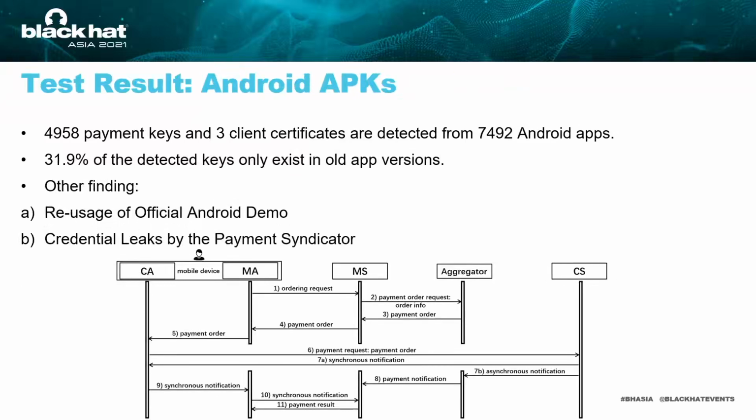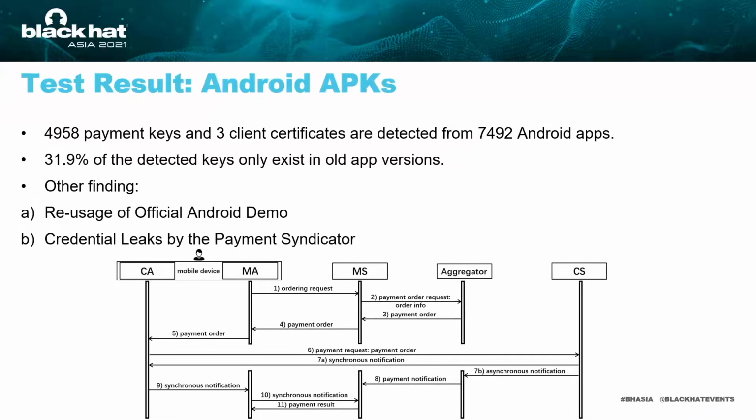In the case of Android APKs, around 5,000 payment keys are detected from over 7,000 APKs. Besides, 3 apps embed the client certificates in cashier 2, while these merchant apps use these certificates to request the cashier server for some management interfaces, such as refunding. Also, 31.9% of these keys were only accessed in old versions.